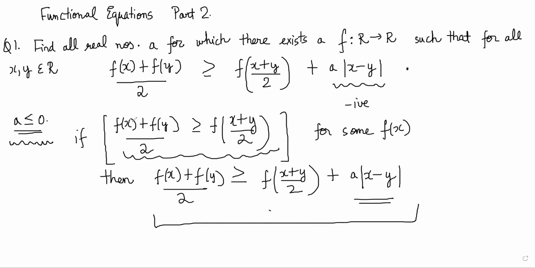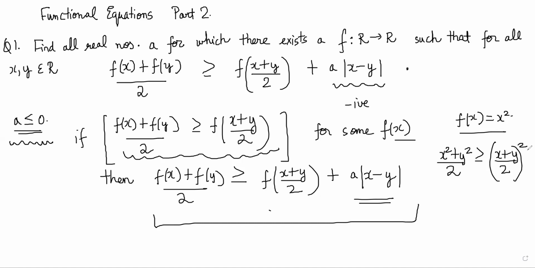So let's guess some functions here. If you think of f(x) equal to x squared, if this is my guess, then let's see what happens. (f(x) + f(y))/2 is (x squared + y squared)/2, greater than or equal to ((x+y)/2) whole squared. This is the first inequality for the guess function, which is x squared. And this is actually true because you will get (x squared + y squared + 2xy)/4 here, and here you have (x squared + y squared)/2.